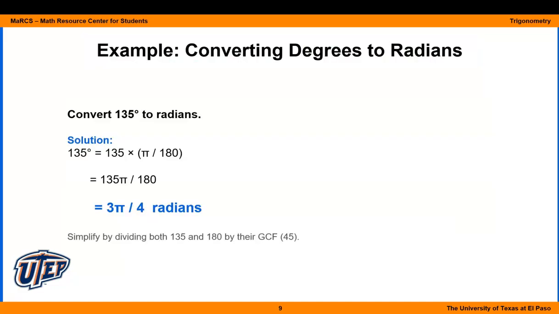Now let's convert 135 degrees to radians. We multiply by pi over 180. 135 times pi over 180 becomes 135 pi divided by 180. Now simplifying this fraction, dividing the numerator and denominator by 45 gives us 3 pi divided by 4. So 135 degrees is equal to 3 pi over 4 radians.